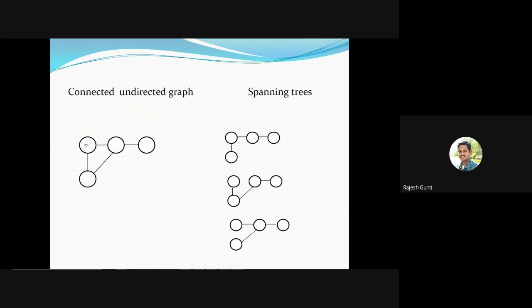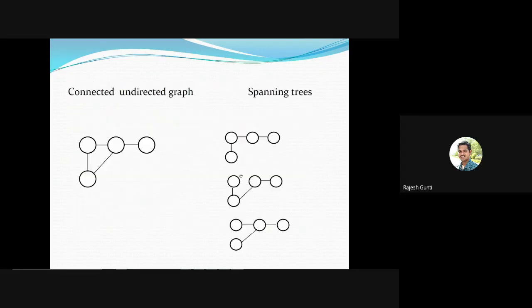For example, I am taking this graph. This is one of the spanning trees. Am I correct? It is covering all the vertices of the given graph and has no cycle. This is also another spanning tree. This is also another spanning tree. So I drew three spanning trees. Of course, more than three may be possible. These three are the spanning trees.